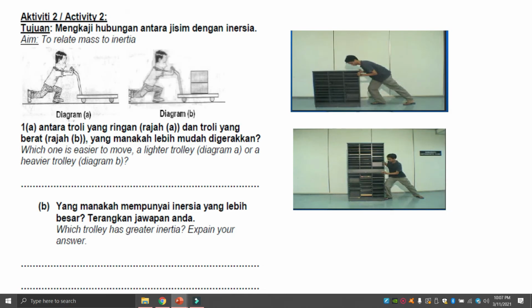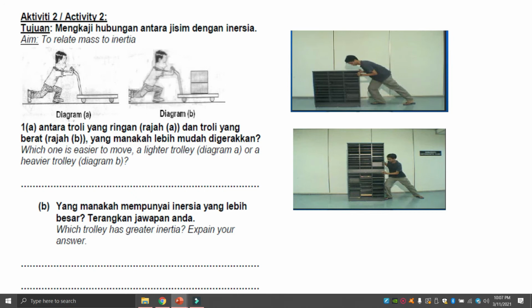And then this one we investigate: what is the relationship between mass and inertia? Let me give you an example. Let's say at the traffic light, there's a lorry and there's a bicycle. Let's say they want to take a turn. Let's say they want to turn right.